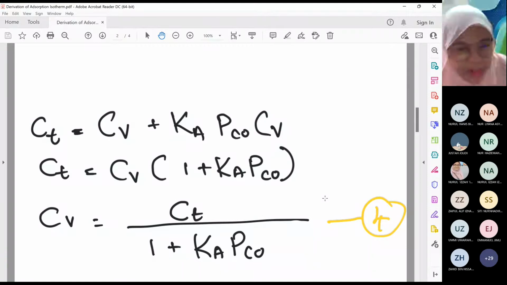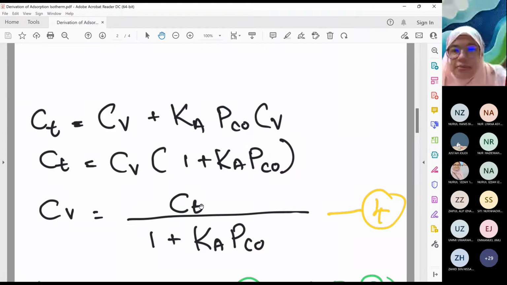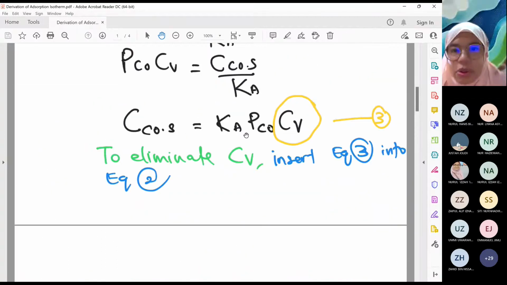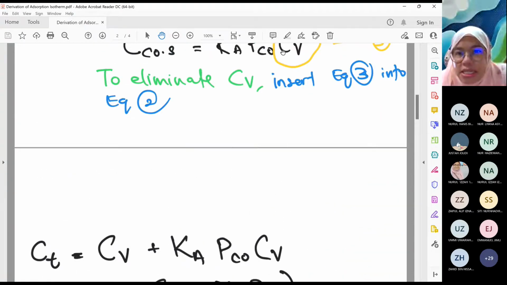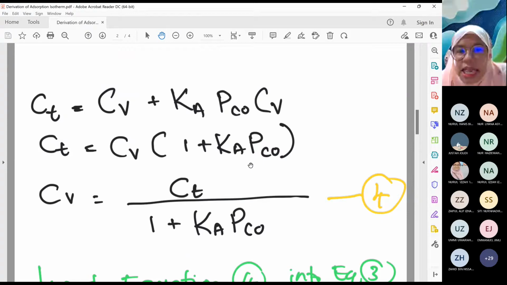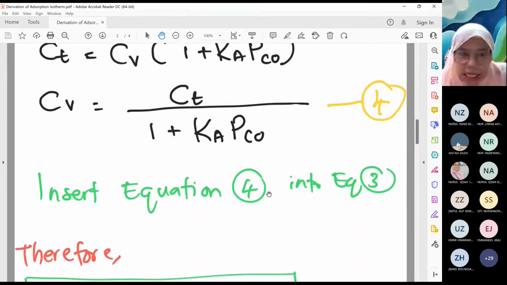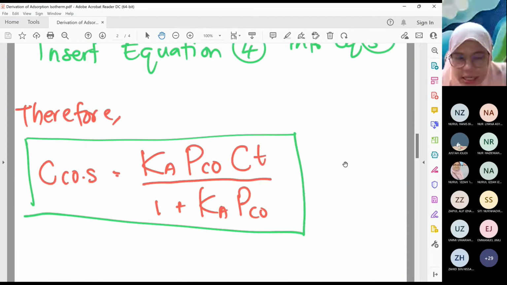Okay, bye. Okay, continue balik. So bila dah dapat this CV equation ni, insert back into equation 3 tadi sebab we want to eliminate CV kan. So substitute this CV term ni dengan this equation. Okay, dapatlah as this equation. So this equation lah what we call the adsorption isotherm.